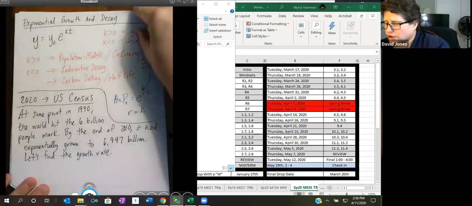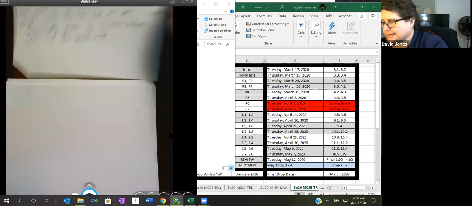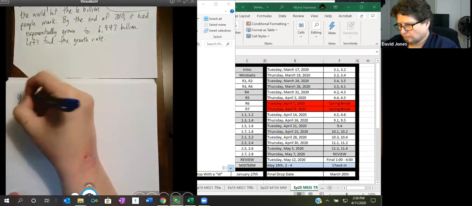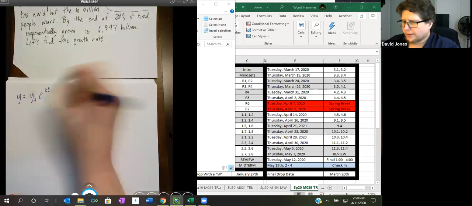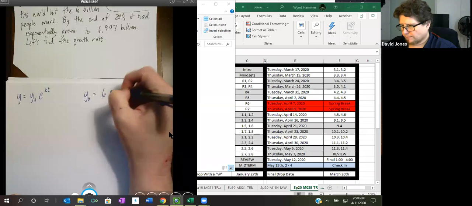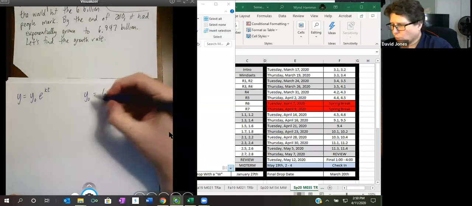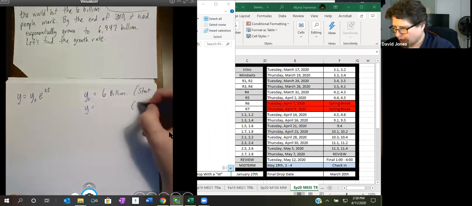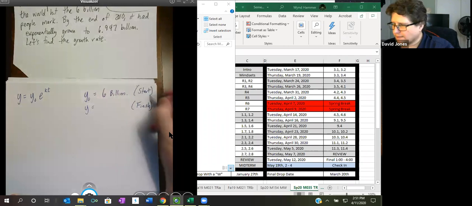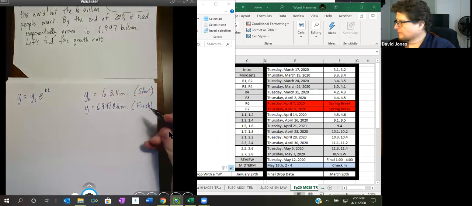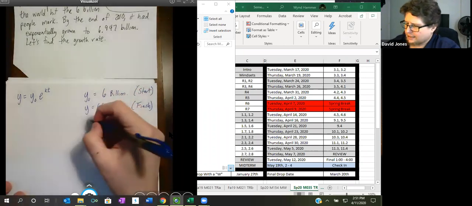Okay, so we're going to do that y equals y naught e to the kt. Y naught is our starting value, 6 billion. Y is our ending value. So start, finish, 6.947 billion. T is time.